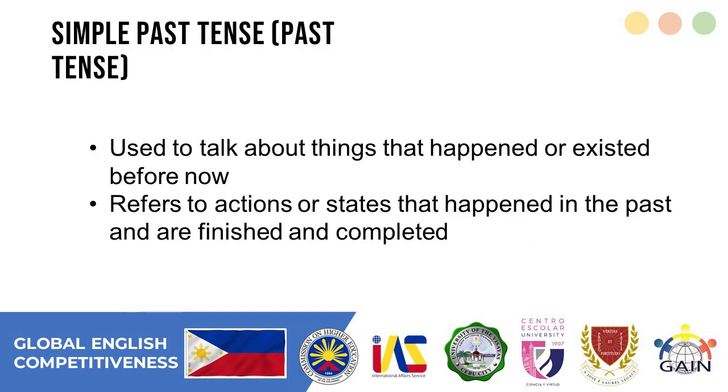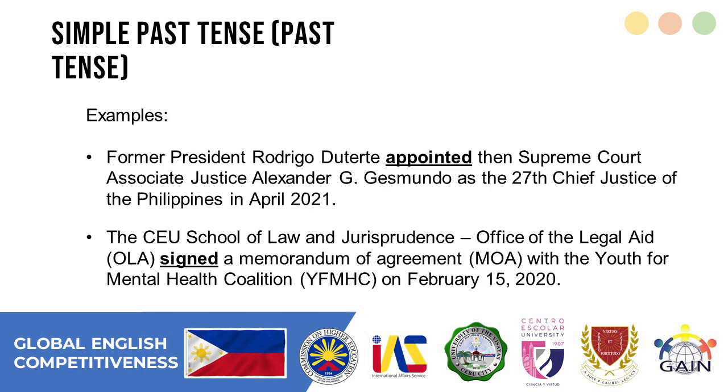Our first stop is the simple past tense. This tense is like a time machine, helping us talk about events or states that happened before now. It's all about actions that are finished and completed. Check out these examples. Appointed and signed are in the past tense because these events are done and dusted. Remember, the simple past tense emphasizes that the action is finished and won't happen again.